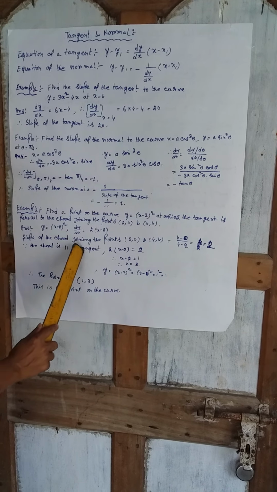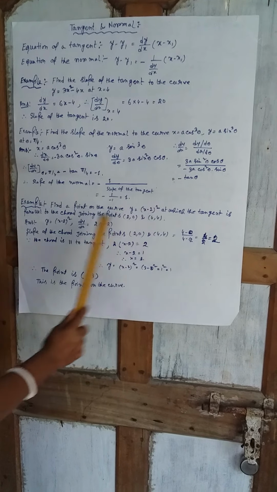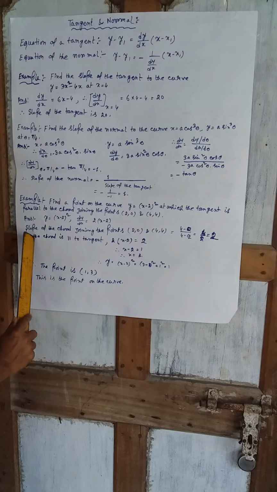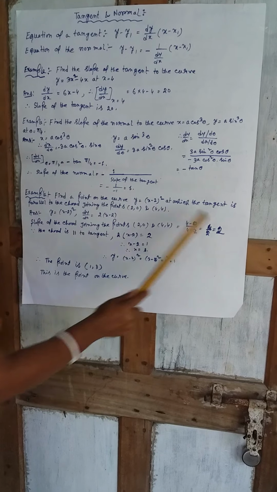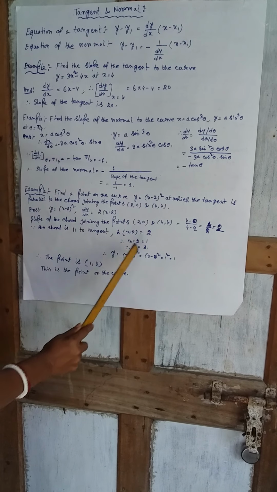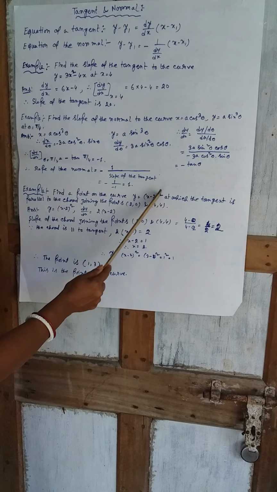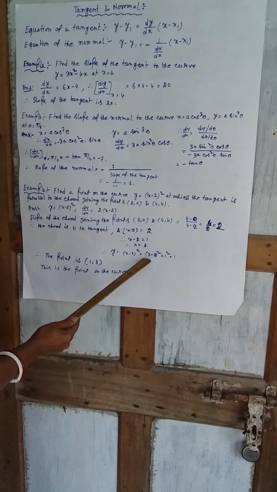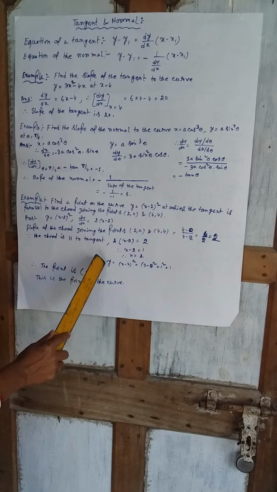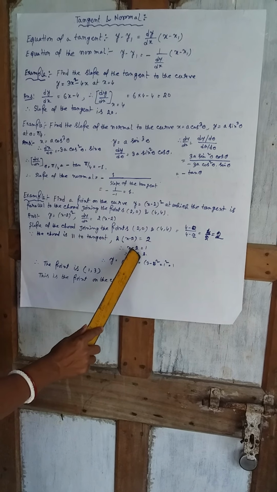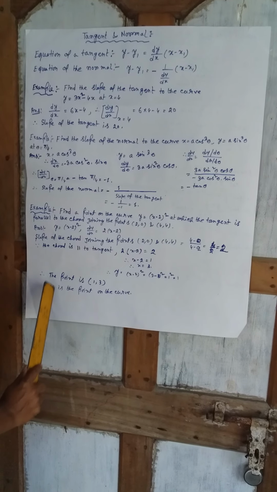Since the chord is parallel to the tangent, this slope and this slope are equal, because m1 equal to m2, because the chord is parallel to the tangent. So 2 into x minus 2 is equal to 2, therefore x minus 2 equal to 1, therefore x equal to 3. Now putting the value of x in y equal to x minus 2 whole square, that is 3 minus 2 whole square, that is 1 square, equal to 1. That means the value of y equal to 1 and the value of x equal to 3. Therefore the point is (3, 1). This is the point on the curve.